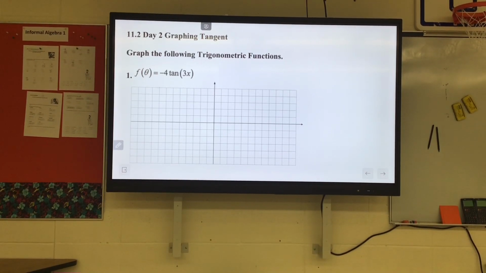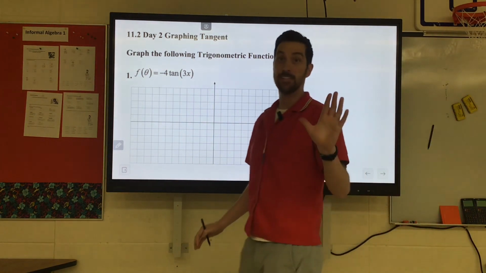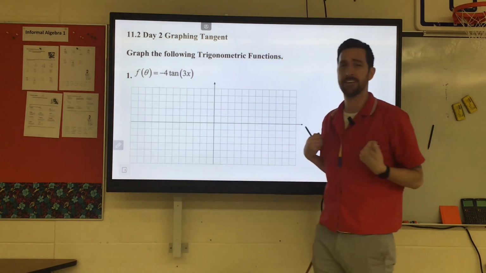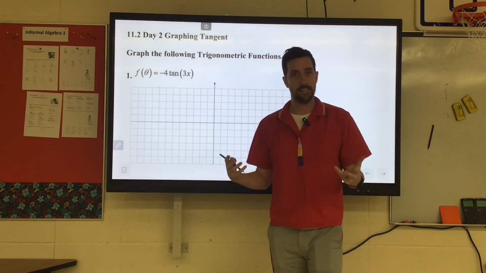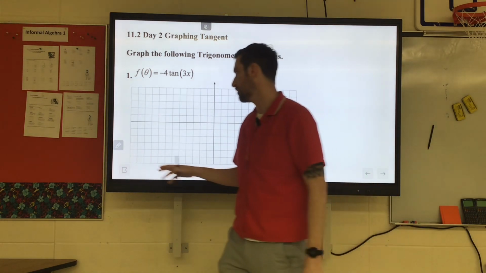All right, we started graphing tangent yesterday. We're just practicing those skills again. So I think we have six tangent graphs here. We have all the transformations. First thing I calculate when I'm doing tangent is I figure out the period so that we can divide it into the chunks of the graph.